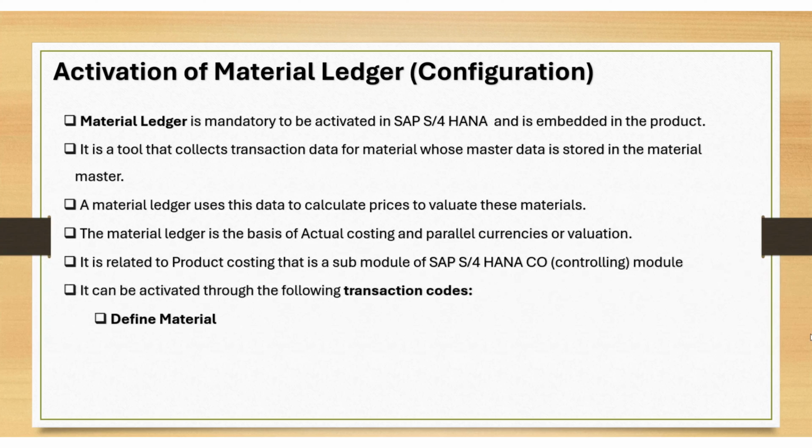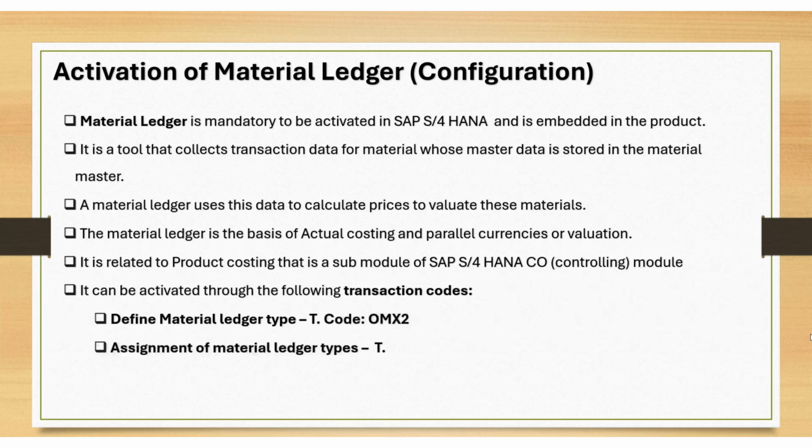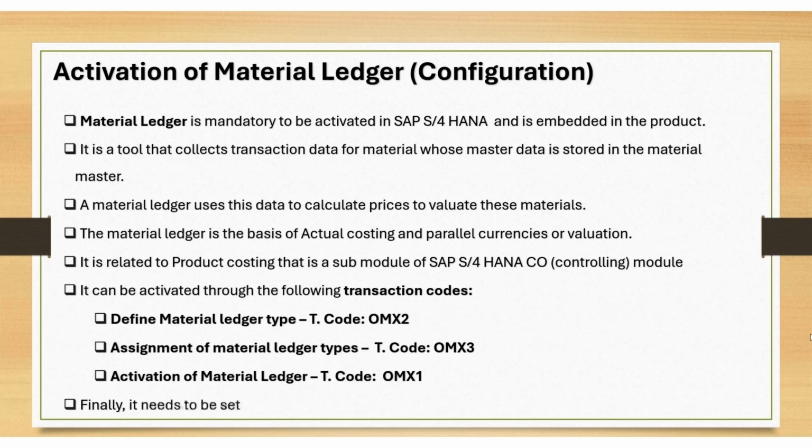Define material ledger type by using the transaction code OMX2. Assignment of material ledger types to valuation area by using the transaction code OMX3. And then finally, activation of material ledger by using the transaction code OMX1. After that, it needs to be set productive by using the transaction code CKMSTART.